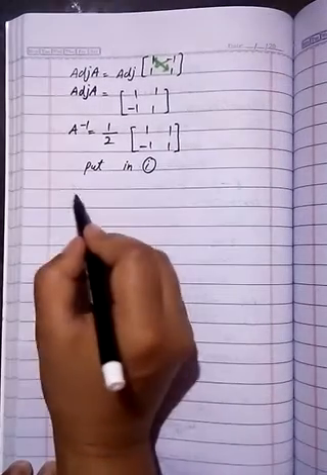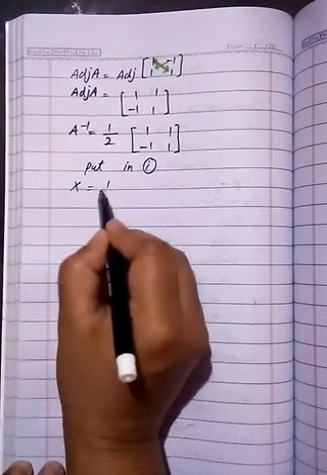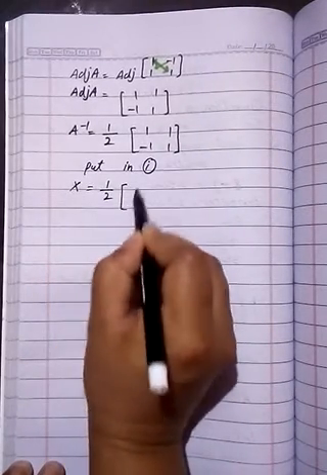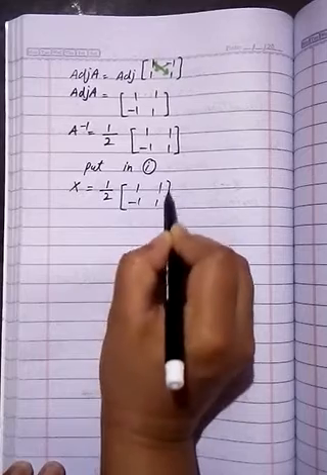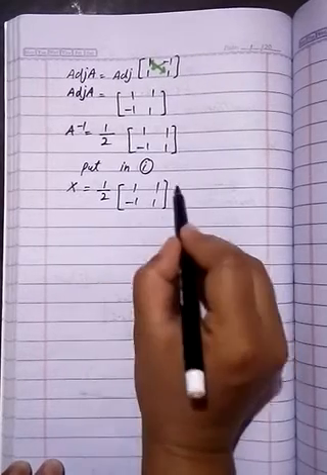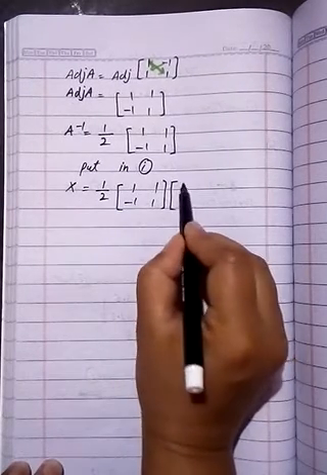Equation number 1. So x equals A inverse. Write the value of A inverse: 1, minus 1, 1, 1. I could divide here, but that would become difficult. Okay. Now write the matrix of B.